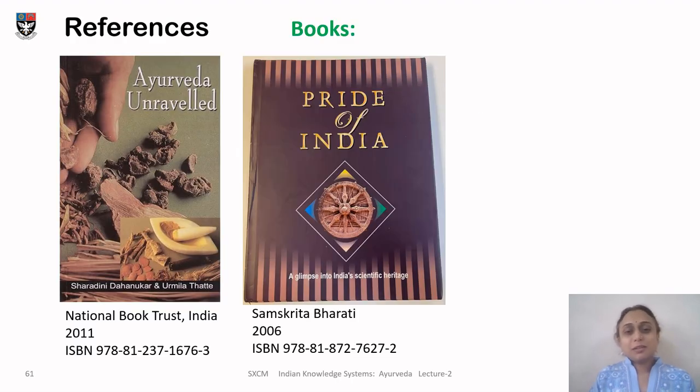These are some of the reference books that I referred to, two of the major ones from where my content has come. One is called Ayurveda Unraveled. It's a beautiful book written by allopathic doctors who have been researching Ayurveda for many, many years. And also a book titled The Pride of India, which talks about the scientific heritage of India. It has been published by Sanskrit Bharati in 2006. And all my examples from the ancient texts and their modern context have been taken from this book.